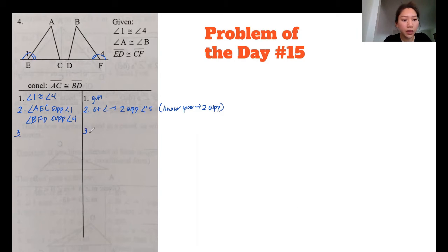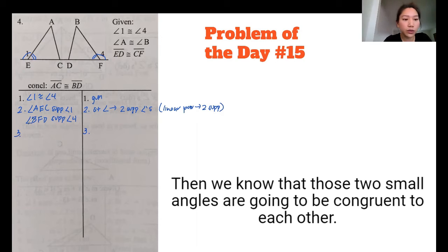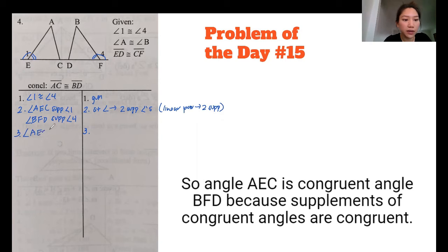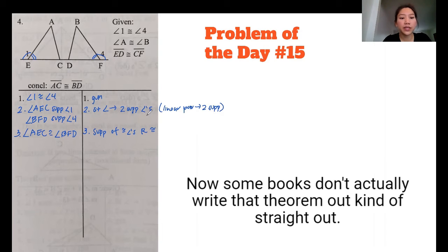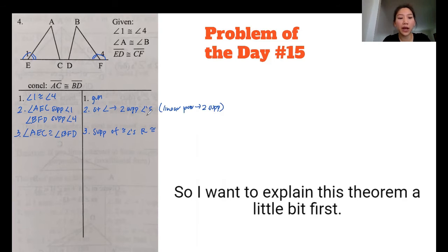Okay. Then we know that those two small angles are going to be congruent to each other. So angle AEC is congruent to angle BFD because supplements of congruent angles are congruent. Now, some books don't actually write that theorem out straight. So I want to explain this theorem a little bit first.